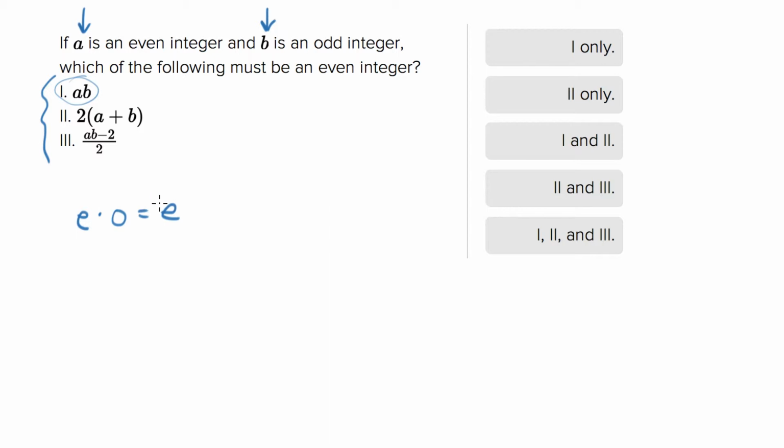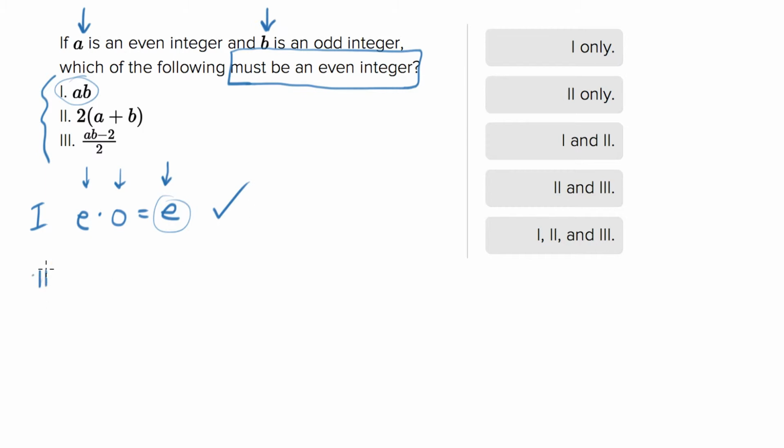Now, if you don't have that table memorized, or for whatever reason you can't memorize tables, another way to do that is you can plug in the numbers 2 and 3 for this. So if you plug in 2 for even and 3 for odd, you'll get 6. 6 is an even number, so you can use that to regenerate this table. So that's statement 1. 1 will always be even. It asks us which of the following must be an even integer, and 1, in fact, must be an even integer. So I'm going to put a check mark there.